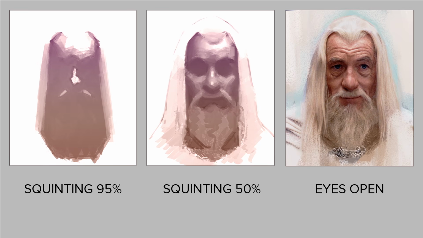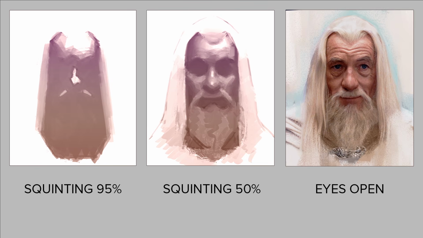It's like 95%, if we say that open eyes are 0 and totally closed eyes are 100%. So this is about 95% squinting. And I squint until I stop seeing any information. Just before that, I stop squinting.